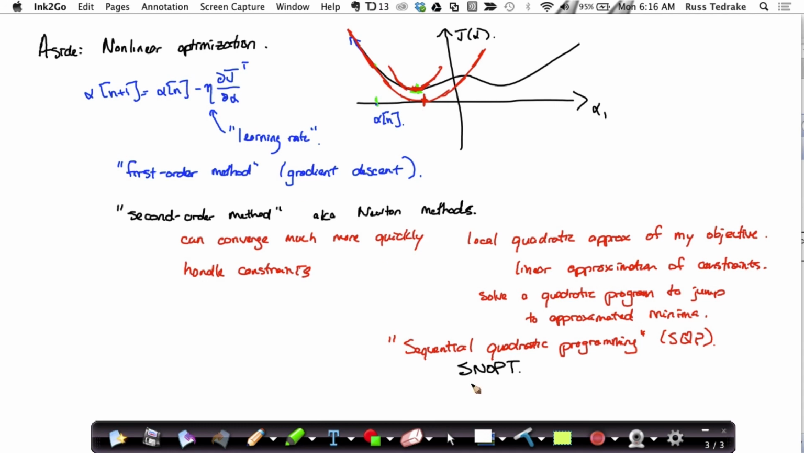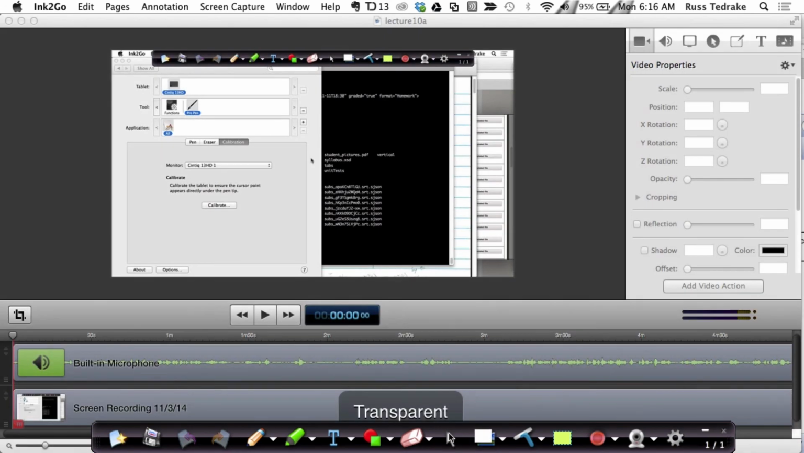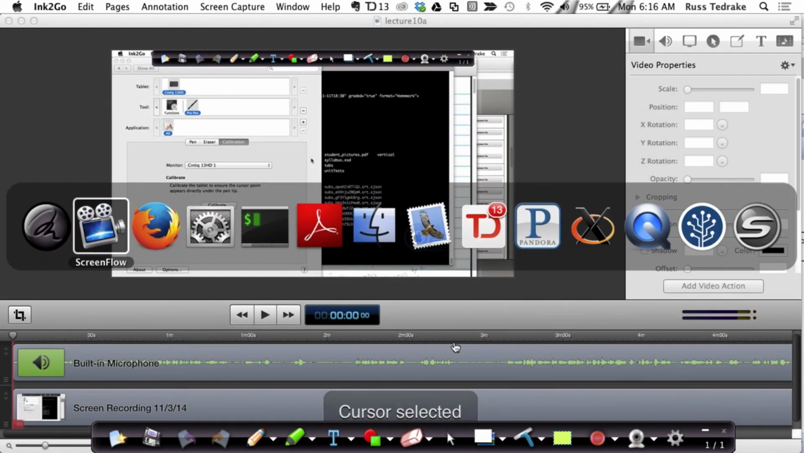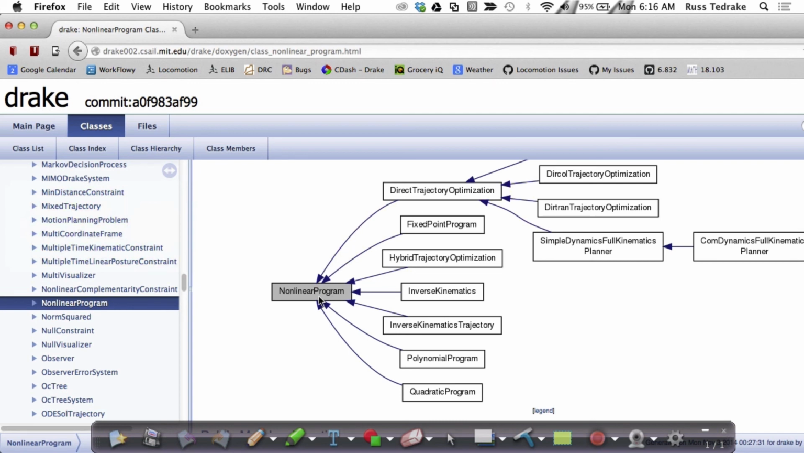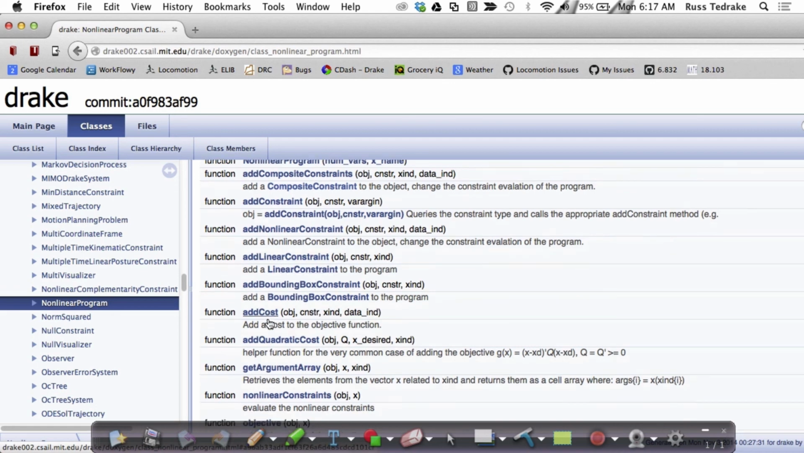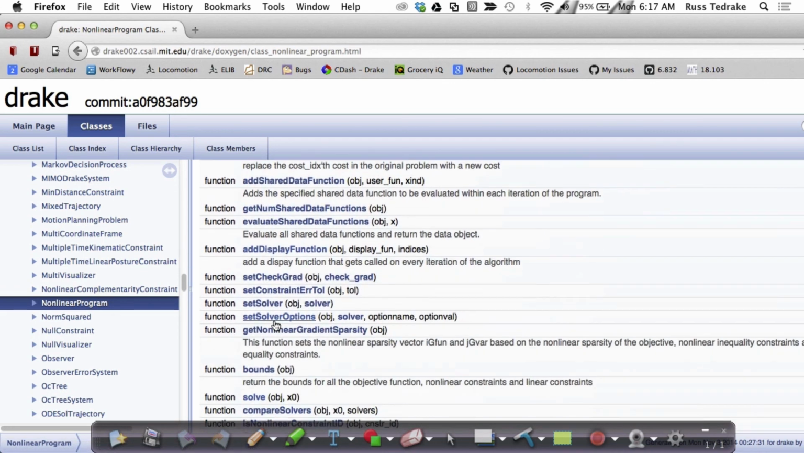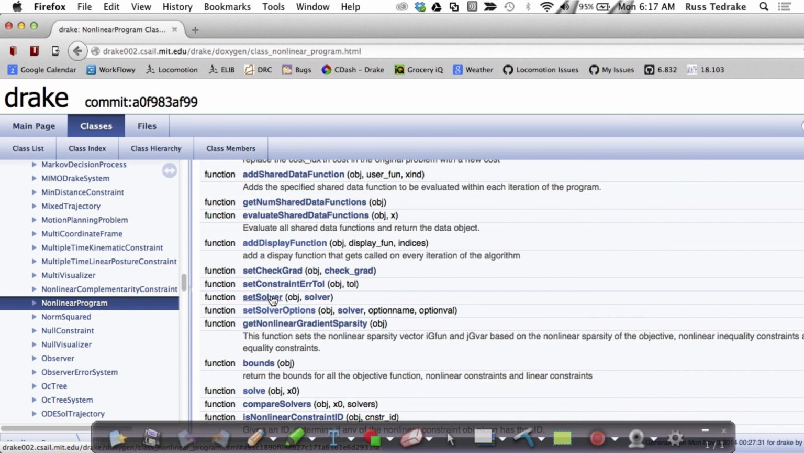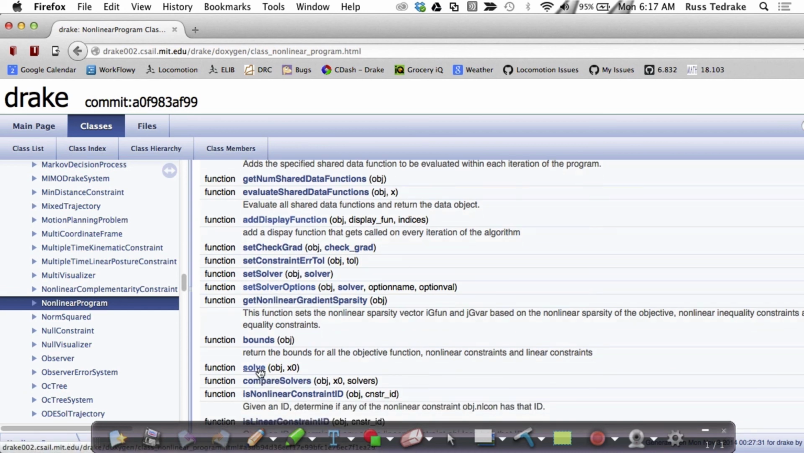Actually, what you'll see if you look in Drake is there's a class hierarchy where you can formulate a nonlinear program. I can show you. You can add constraints of different types, add your cost function, and then you can set a different solver type and call solve. And this abstracts away the details of the numerical implementation from the problem formulation, but it lets us use a variety of commercial solvers to solve the optimization problems that we carve up.